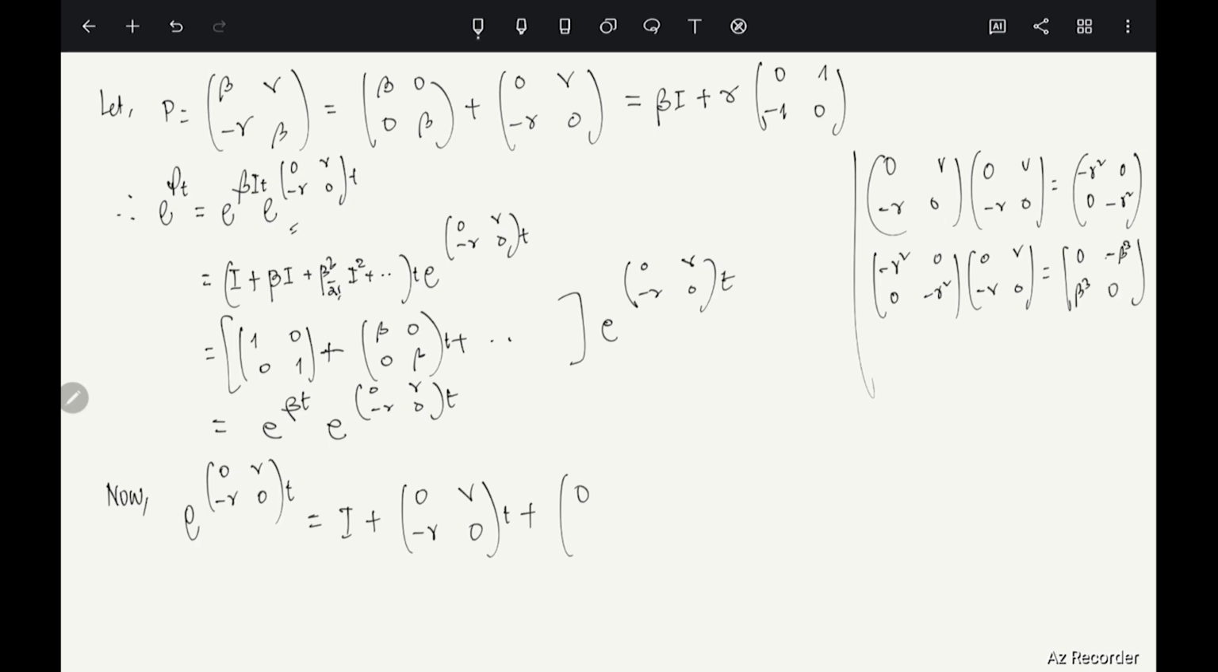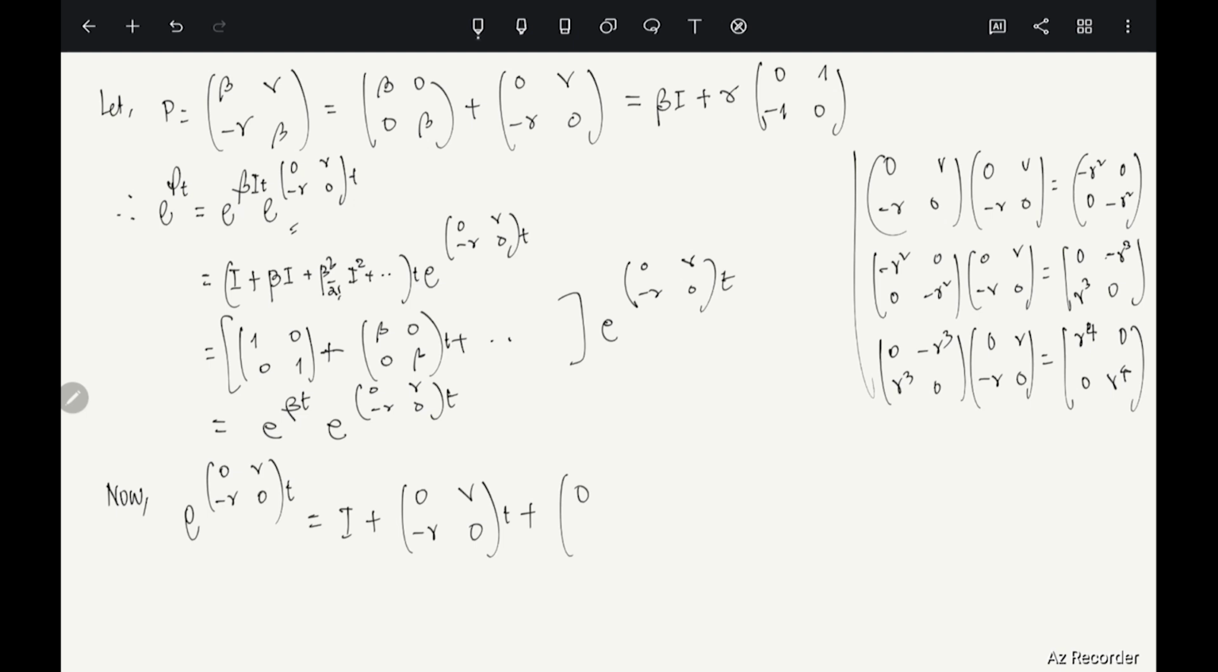Let's do another one, the last one. Now [0 minus gamma cube; gamma cube 0] times [0 gamma; minus gamma 0]. If we multiply it, you are going to get gamma power 4, 0, 0, gamma power 4. This is what we are getting.